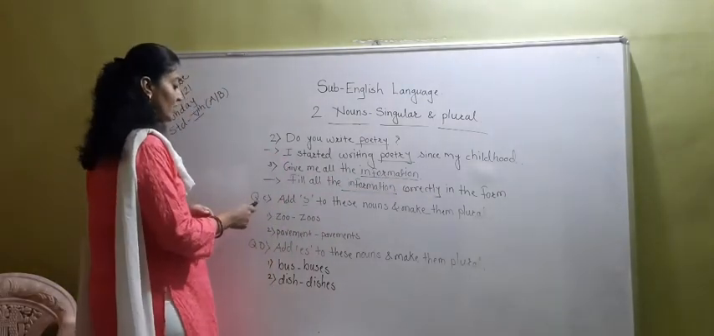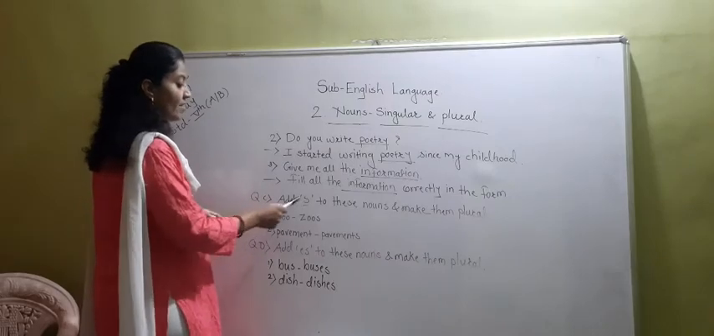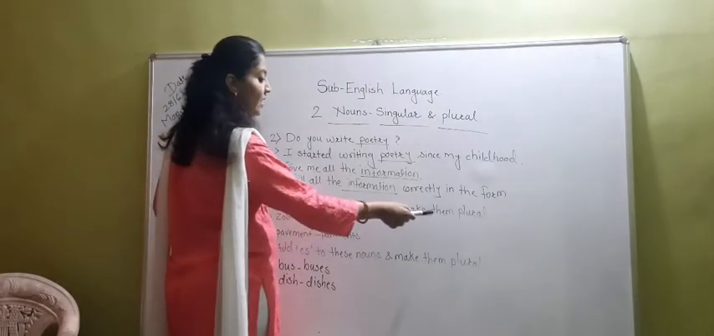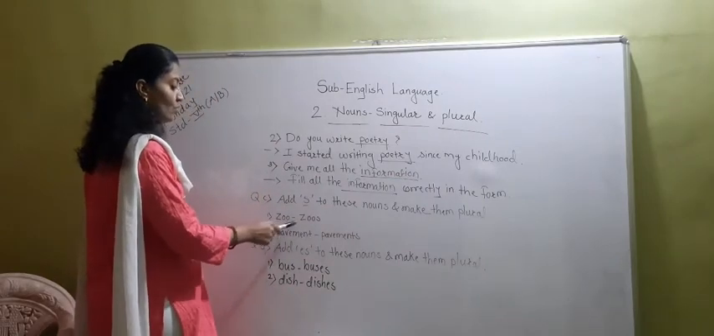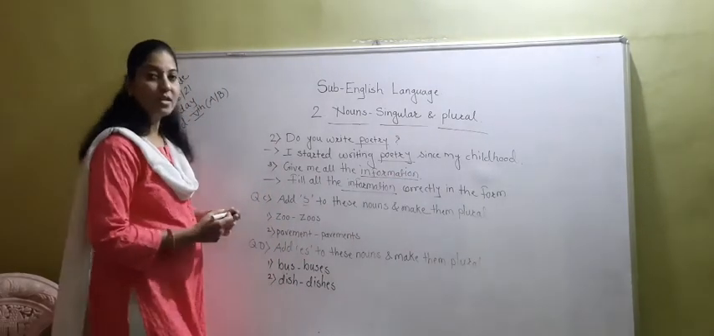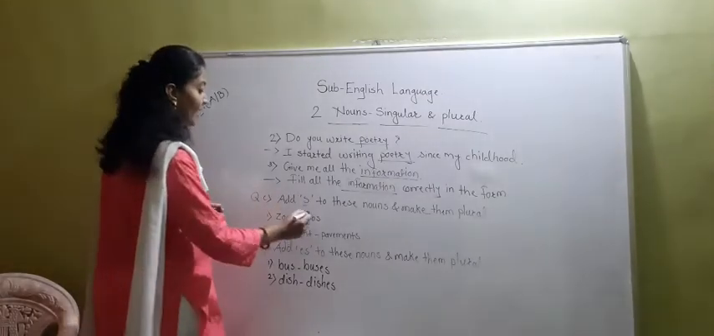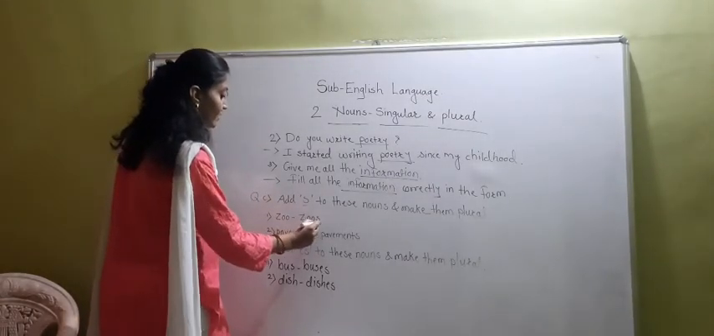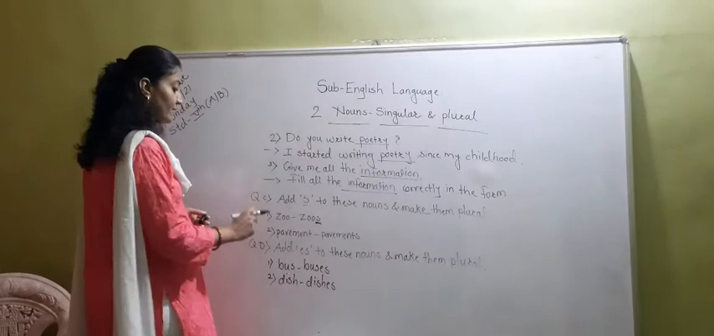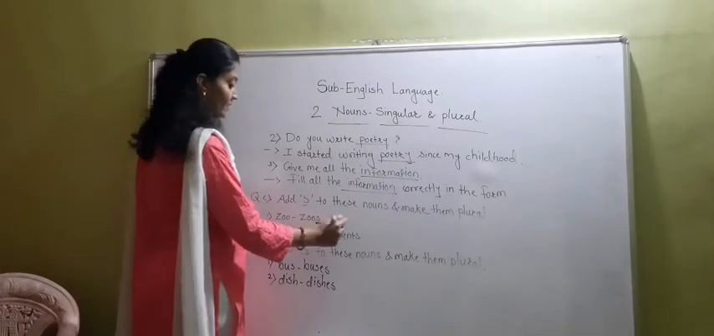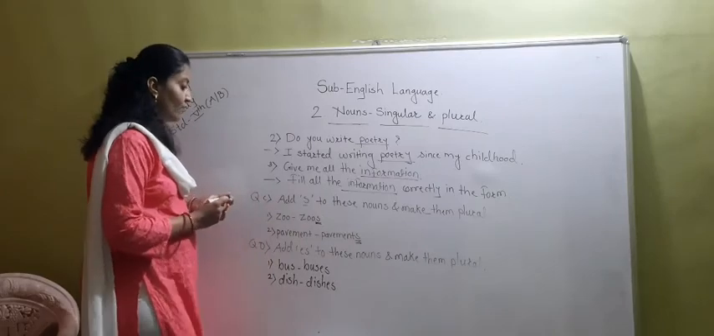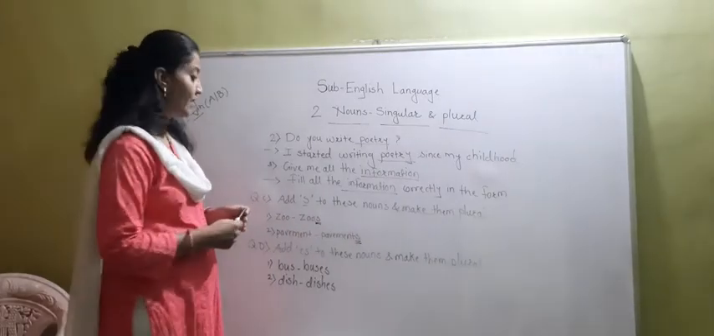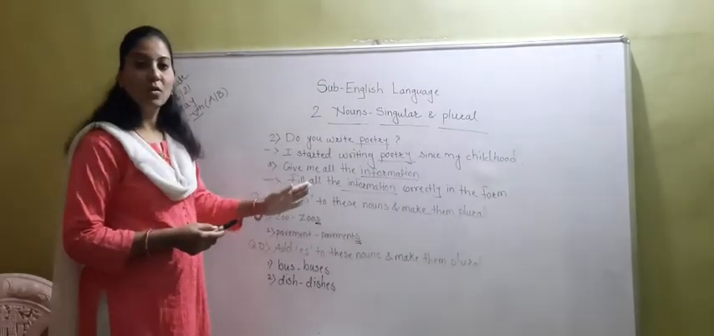Now next question is question number C. Add s to these nouns and make them plural. So first example is zoo, zoos. Only one thing you have to do, you have to add s to these words and make them plural. Pavement, pavements. Okay. So like this remaining words you have to make plural. Okay. That is your homework.